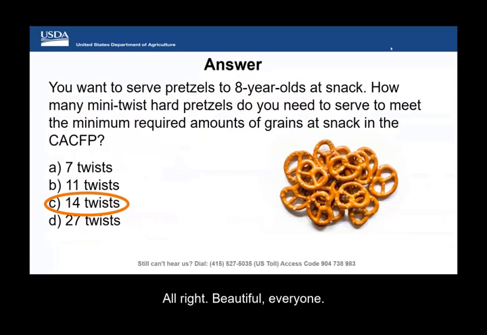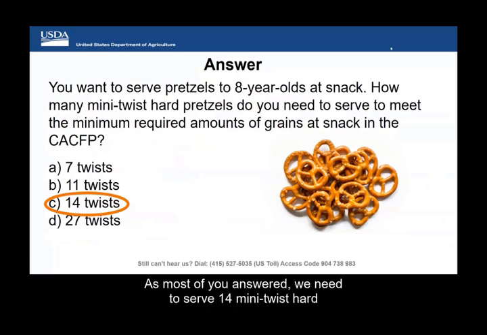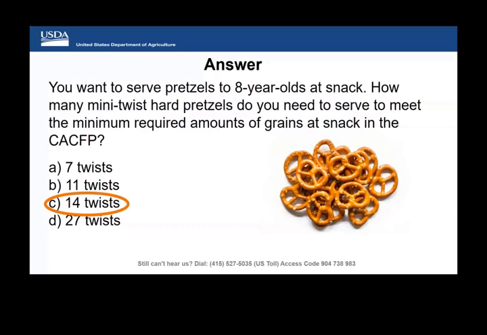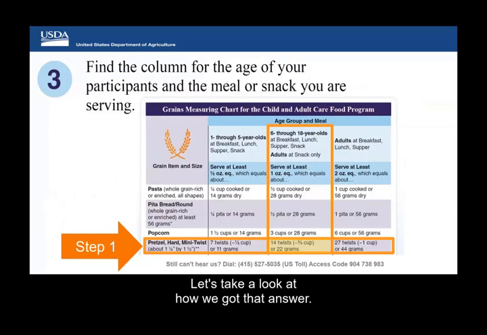All right, beautiful, everyone. So as most of you answered, we need to serve 14 mini twist hard pretzels to meet the minimum amount required for grains for 8-year-olds at snacks in the CACFP. So let's take a look at how we got that answer. First, we found the food we wanted to serve, which was listed as pretzel, hard, mini twist.